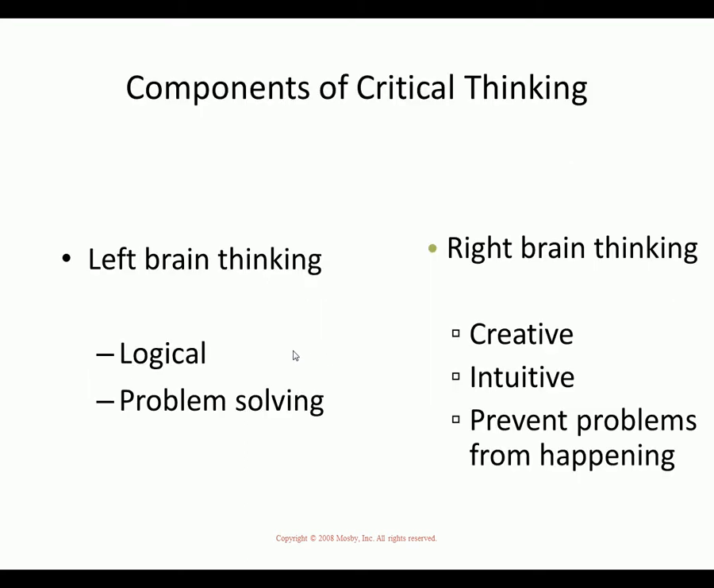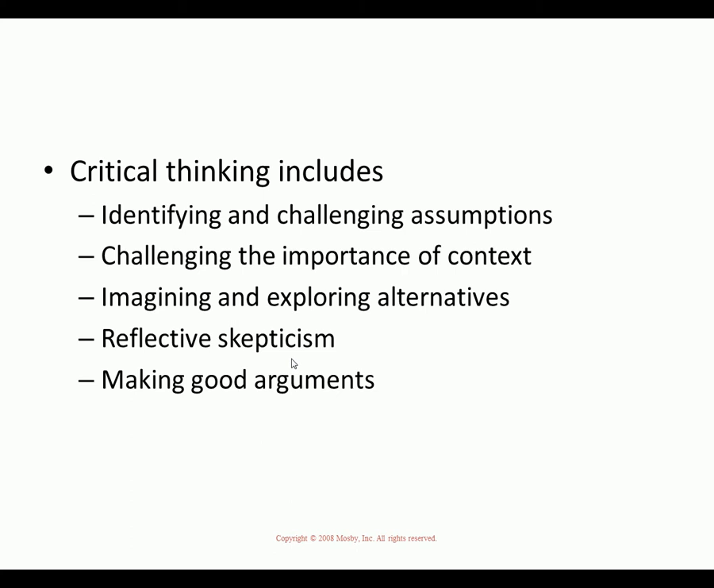Components of critical thinking. We know we've got the left side brain thinking and the right side brain thinking, and it works differently. Your left brain is more your logical problem solving, which we hope kicks into gear. Your right brain is more your creative, your intuitive side, and preventing problems from happening side. Critical thinking includes identifying and challenging assumptions, not just, that's the way it's always been done. And how many times have you heard that? Well, why do y'all do it this way? That's the way it's always been done. Well, sometimes we got to challenge assumptions. Sometimes we got to think outside the box. We got to critically think that that may not be the best way.